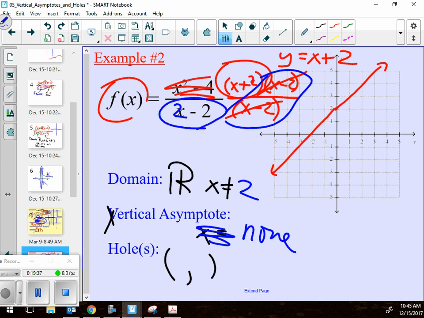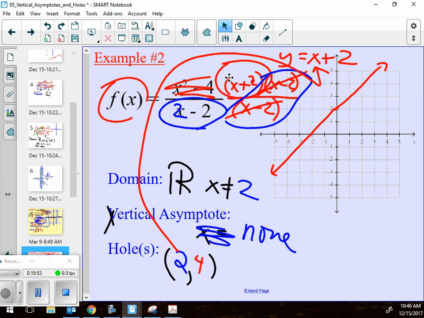See? Makes sense that there wouldn't be an asymptote. The one thing that hurt it here was a hole. And that hole is at 2, what? Well, you take the 2, you stick it back in the resulting function. This goes in there, and it tells you y equals what? 4.